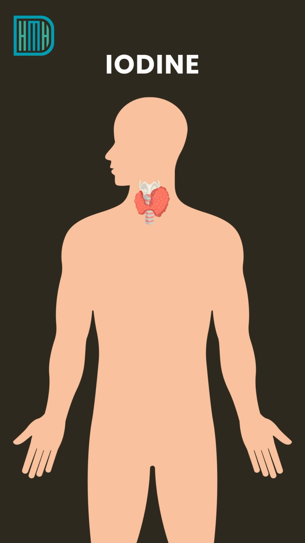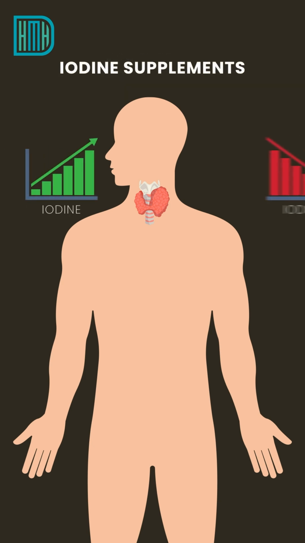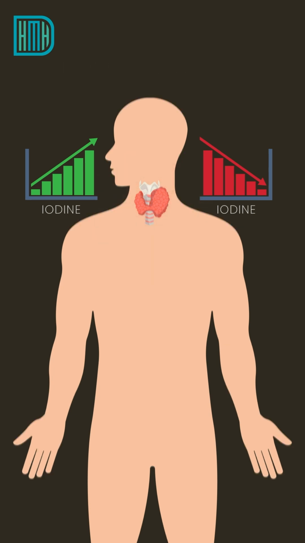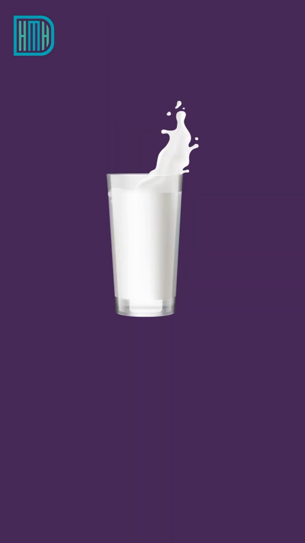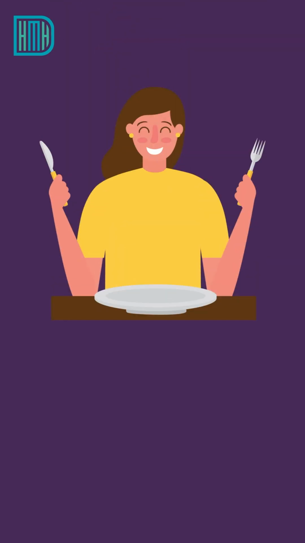Iodine is very essential for the proper functioning of the thyroid gland, especially in hypothyroidism patients. Most people take iodine supplements. Too much iodine as well as too little iodine are both bad for the thyroid gland. So try to take iodine from food instead of supplements. Seaweeds, fish, iodized salt, dairy, and eggs are good sources of iodine which we can include in our daily intake.